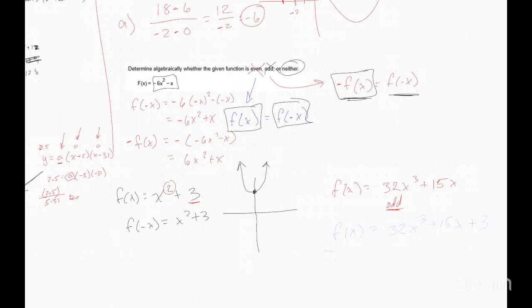Would that still be odd? No, because that's neither. The reason that's neither is because you can't have a constant in an odd function. You can't have a constant like that in a polynomial. Oh, okay, so this is neither.